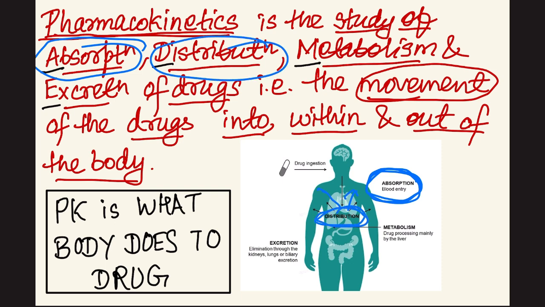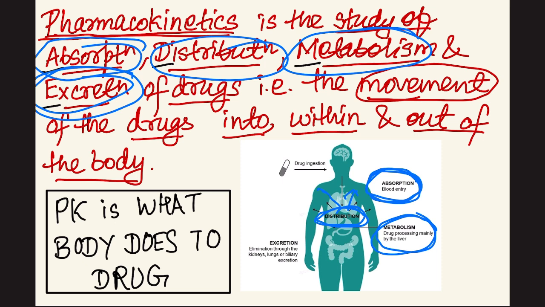Then after getting distributed, some of the drugs are getting metabolized in the liver, or it can be in the intestinal mucosa. That is called metabolism. And following metabolism, the drug is excreted out of the body mainly via the kidneys and also via biliary excretion or via the exhaled air. So that is called the excretion of the drugs.